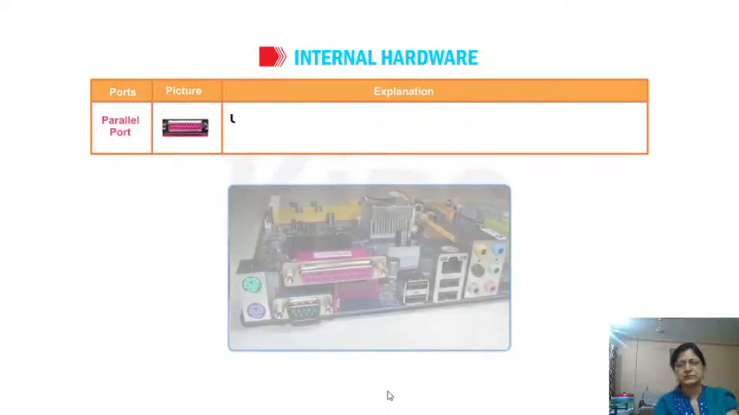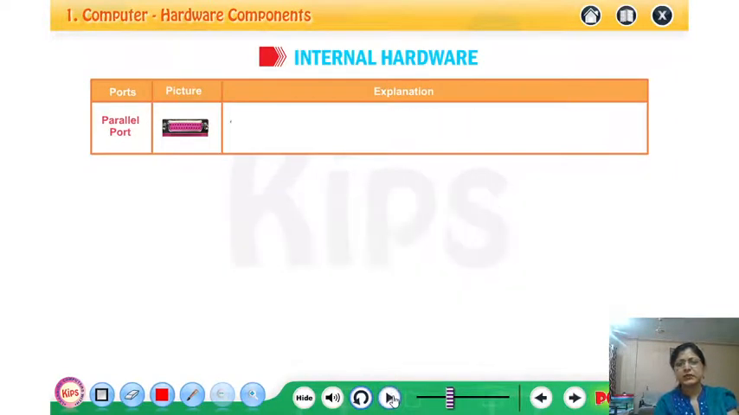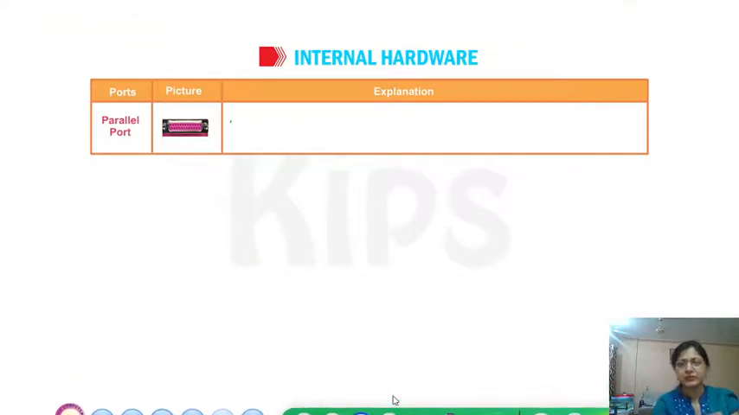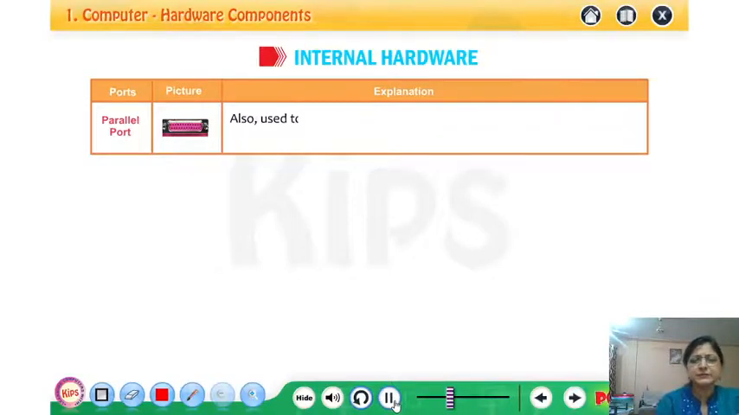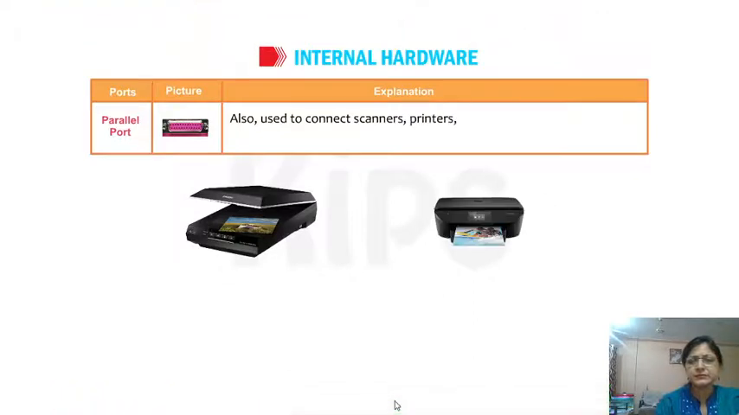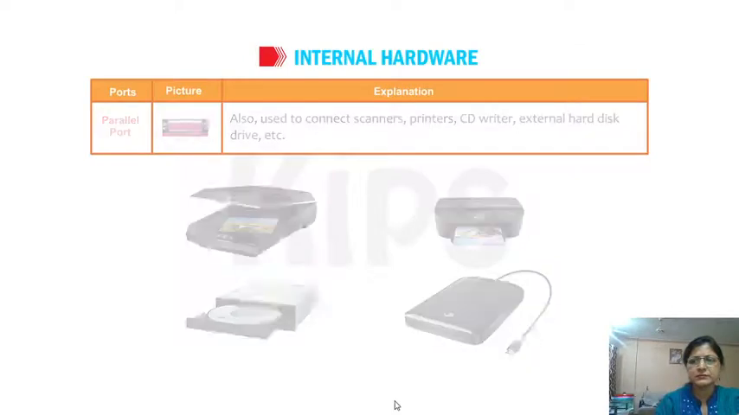Parallel port. Usage. It is used for devices that require high-speed data transmission, such as printers. Now for a printer you need a lot of data traveling together, not single. The transmission of the data has to be quick, so a parallel port would be used for it. Also used to connect scanners, printers, CD writer, external hard disk drive, etc.